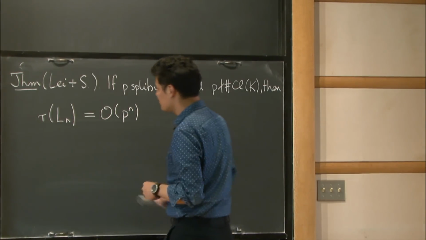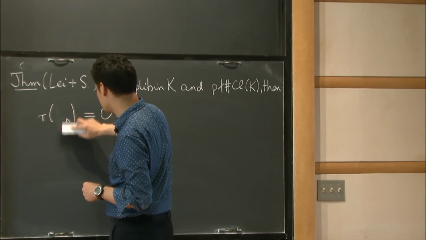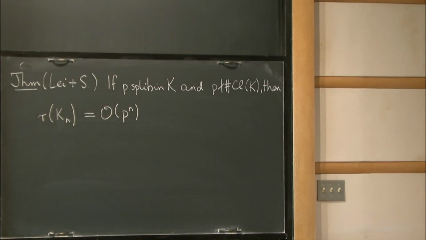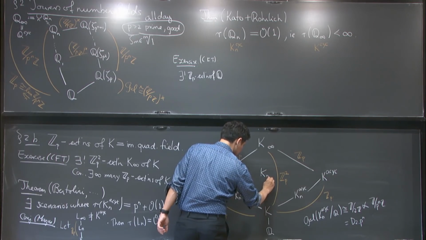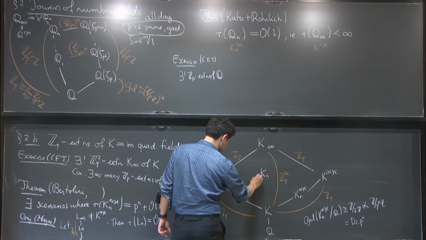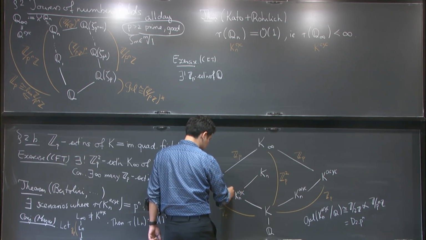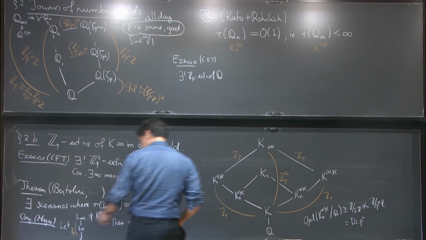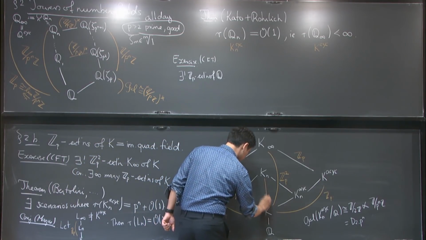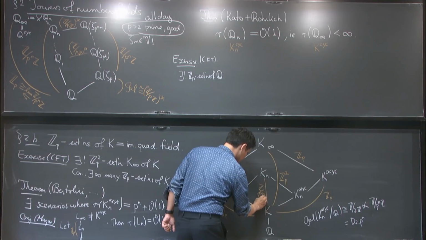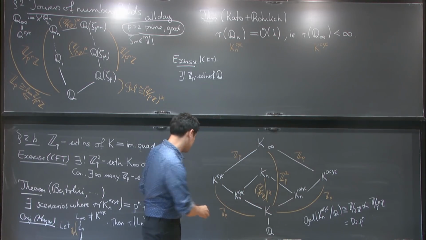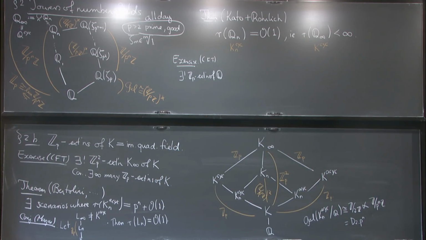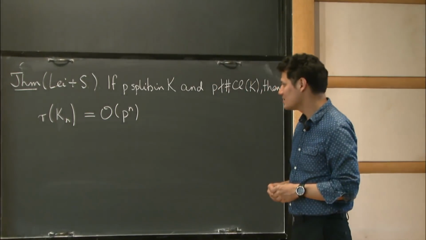Let me actually write a more general theorem from which this follows. Instead of L_n, let's look at K_n. K_n is the thing in the middle here. So it's the nth layer inside the Z_p squared extension, which contains the nth layer of the cyclotomic Z_p extension and the nth layer of the anticyclotomic Z_p extension. In fact, the nth layer of any Z_p extension. The Galois group of this guy over K is Z modulo p^n Z squared. So the theorem says that the rank goes as at most this badly. Great.